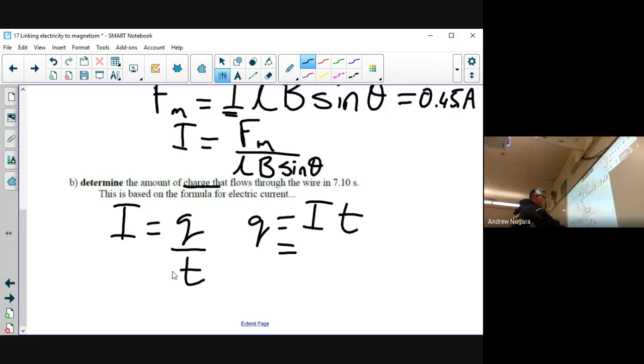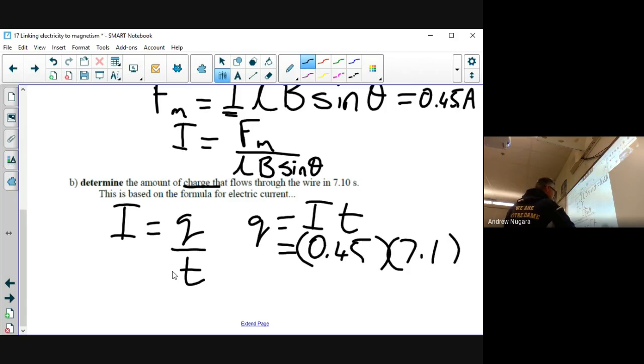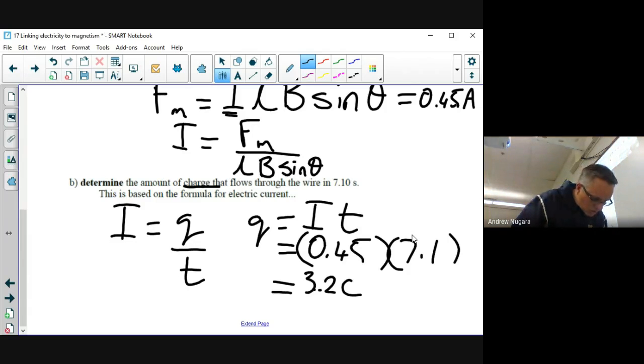I is 0.45, T is 7.1 seconds. We get the answer, which turns out to be 3.2, right? 3.2 coulombs. That's a lot of charge. Okay. Good. So that's one of the formulas.